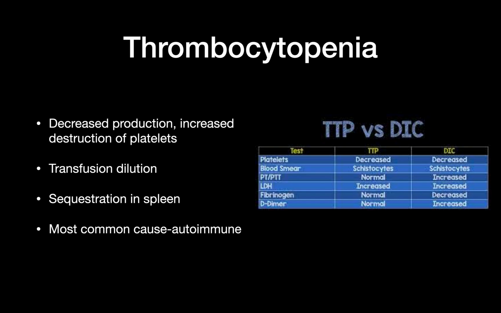Thrombocytopenia is the decreased production or increased destruction of the platelets. It can also be due to transfusion dilution, and it's characterized by sequestration in the spleen, so there's going to be splenomegaly. The most common cause is some kind of autoimmune disease, so TTP, thrombocytopenia versus DIC.